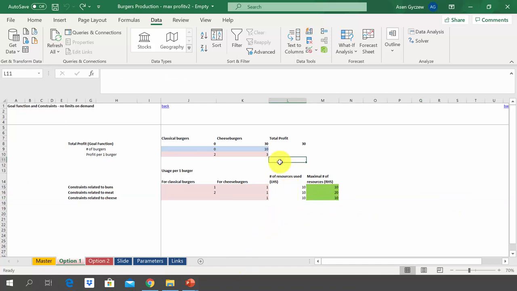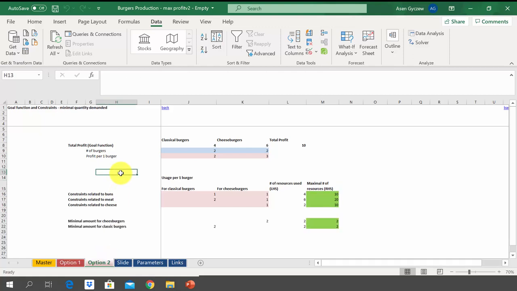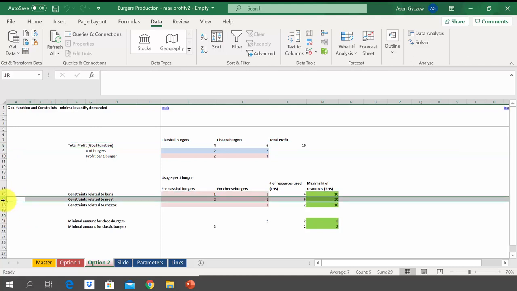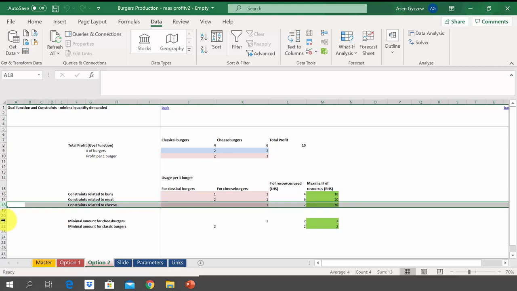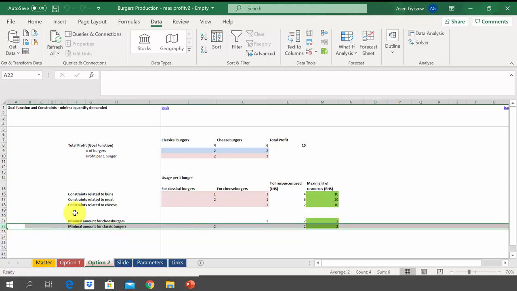In the next lecture, we're going to look at the second option where there will be some limits on how much we should produce of each and every burger. Let's now solve a modification of our original problem. We will go to sheet option 2, and here you will see that we have the original problem, but we have added, apart from the original three constraints, two new ones. One is related to the minimal amount of cheeseburgers that we want to produce, and the second is related to the minimal amount of classical burgers that we want to produce.